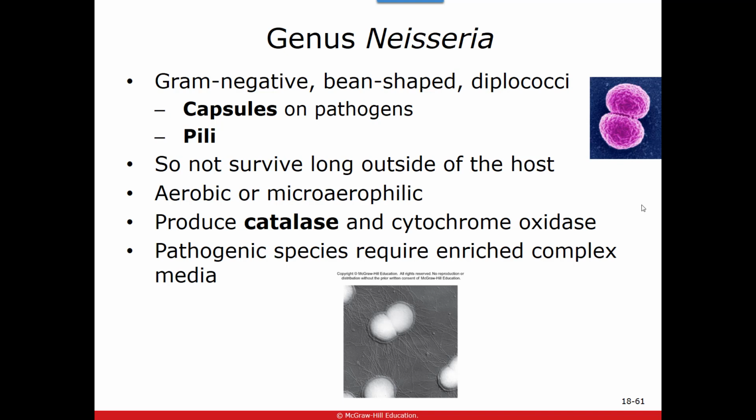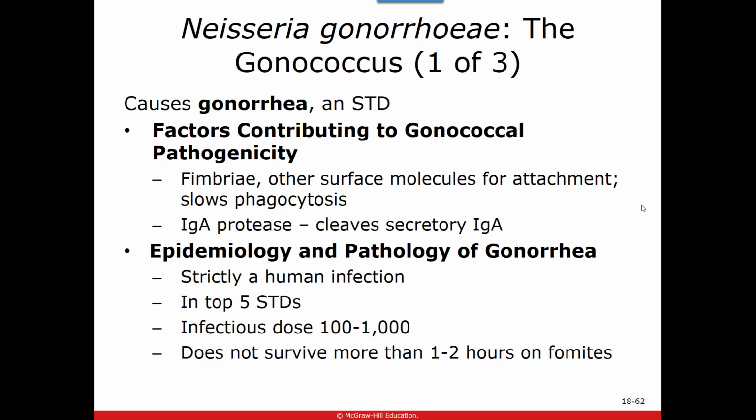Now, our first Neisseria that we're going to talk about is Neisseria gonorrhoeae. We call it the Gonococcus bacteria, and it causes the disease gonorrhea. It's an STD. Some of the factors that contribute to its pathogenicity, these are the virulence factors, is that it has fimbriae that allow it to attach. So it allows it to stick, and it slows phagocytosis.